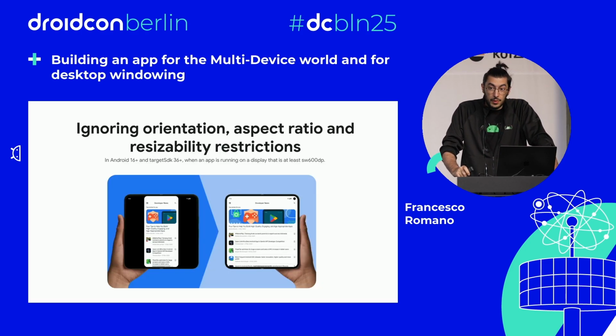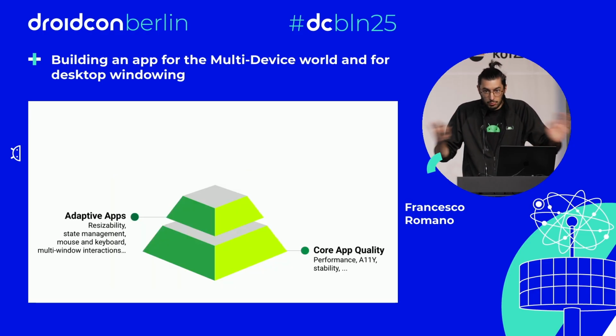Also, starting from Target SDK 36, most of the orientation, aspect ratio, and resizability restrictions will be ignored on devices with a display bigger than 600dp. So, an adaptive app is the most important and necessary step to reach users on different form factors. And an adaptive app already provides a great experience across form factors.